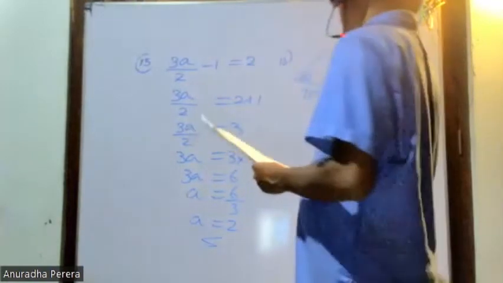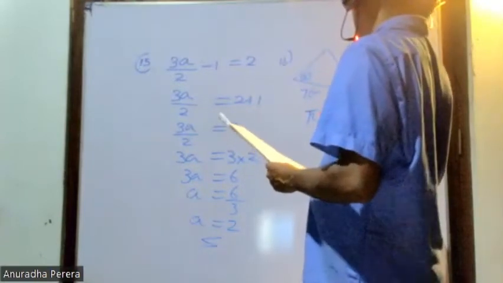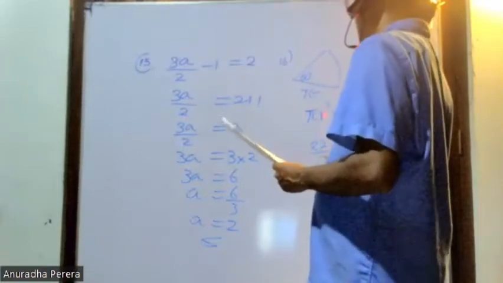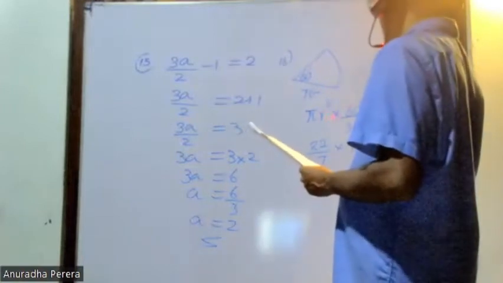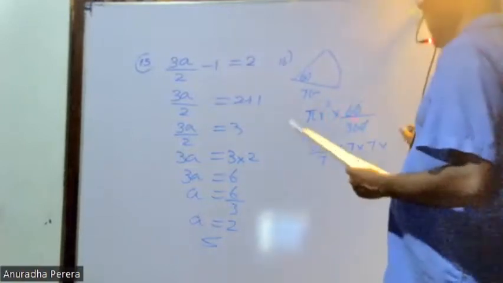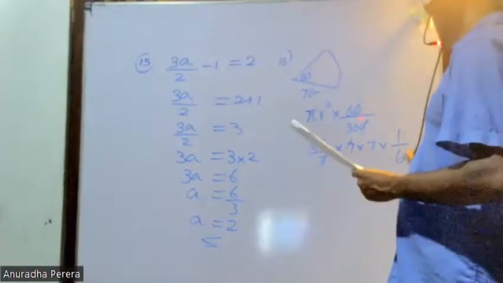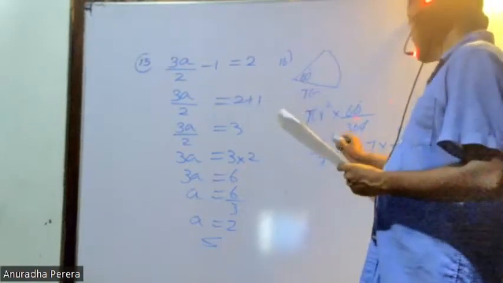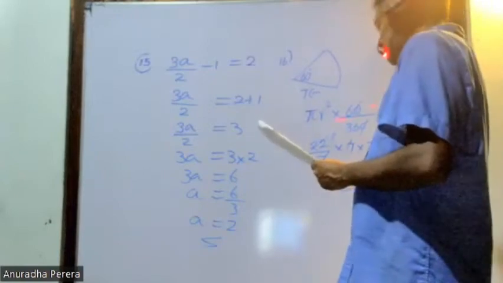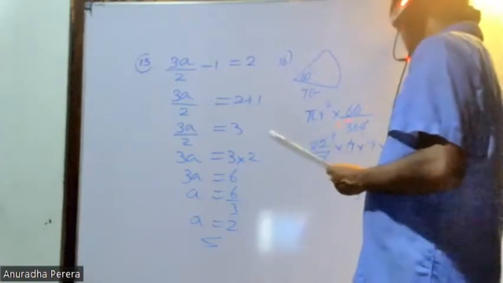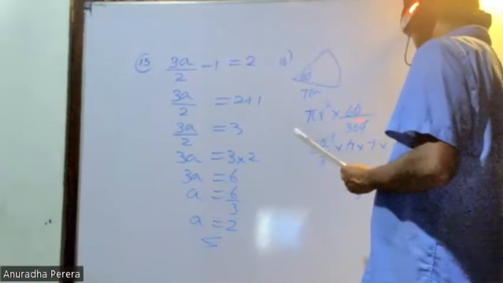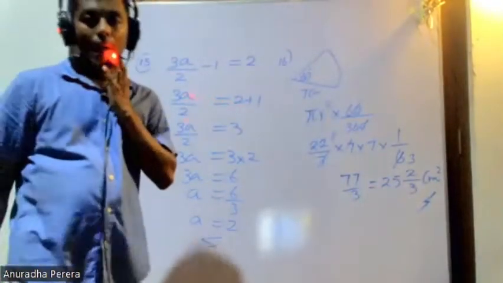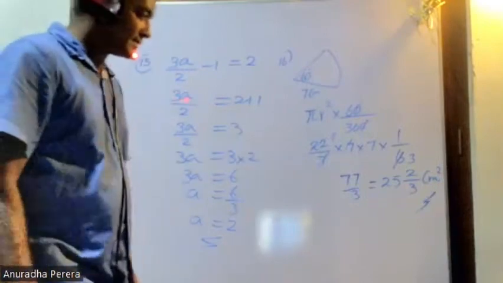Find the area of the given sector, with 60 degrees. Area is 22 over 7, radius 7, 1 over 6 times 22 over 7 times 7 times 7, which gives 77 over 3. Your answer is 25 2 over 3 square centimeters, so 25.67, like that.